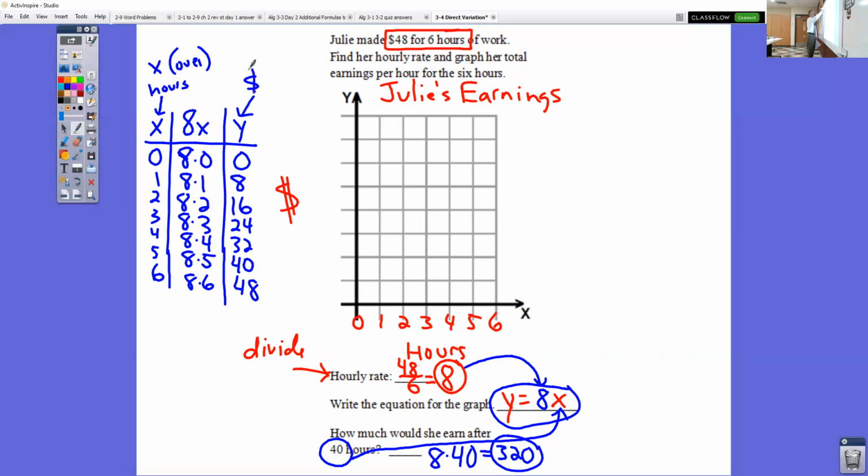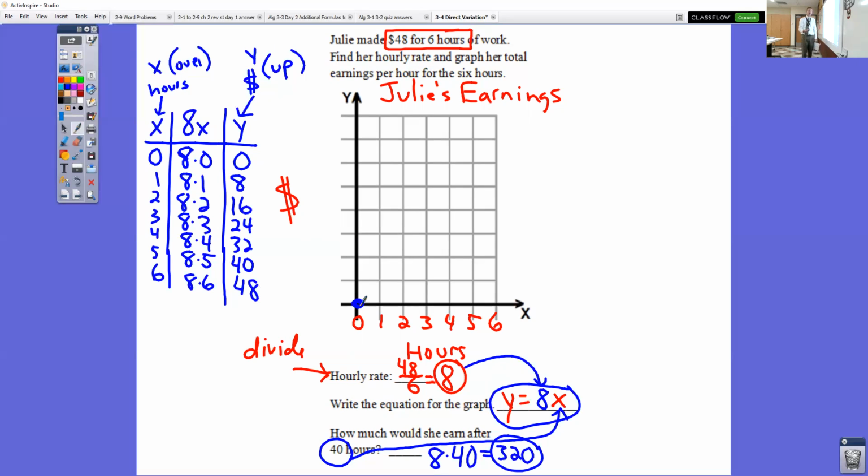Our y-axis is really the amount of money that she's earning. That's how many we're going up when we go to graph it. So their first point is 0, 0, and we're going to put a dot right here. Now you need to figure out what we want to count by going up along the side.